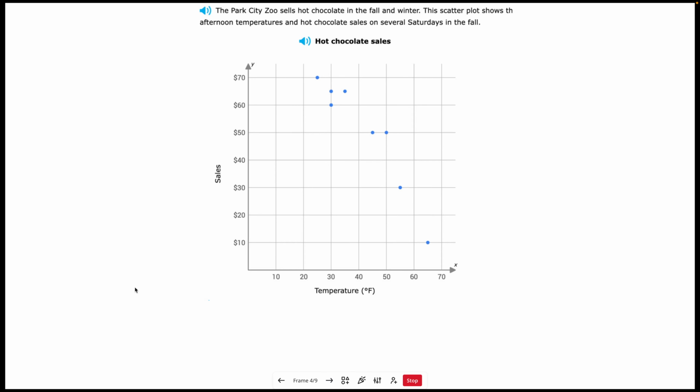So go ahead and pause the video, read this problem, and then we will talk about it. Okay, now that you've had time to read this problem and look at it, this is a story about how the city zoo sells hot chocolate. It says this scatter plot shows the afternoon temperatures and hot chocolate sales. So we've got the temperature down here, the sales over here.